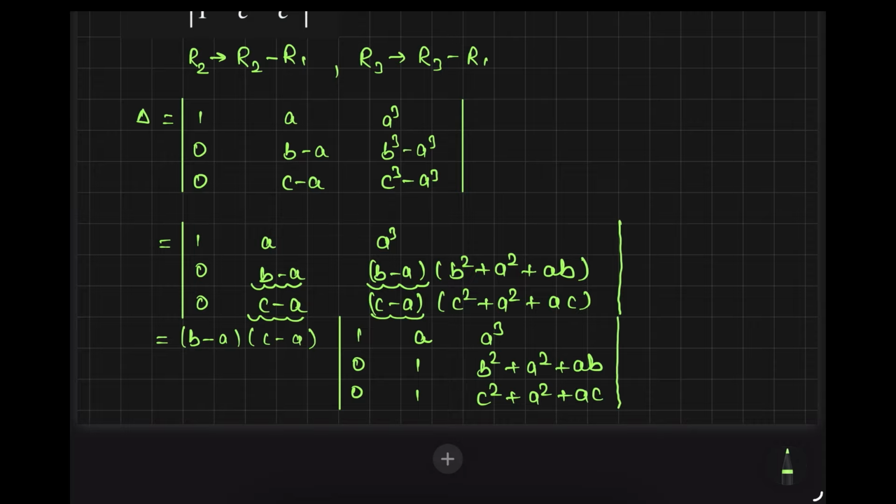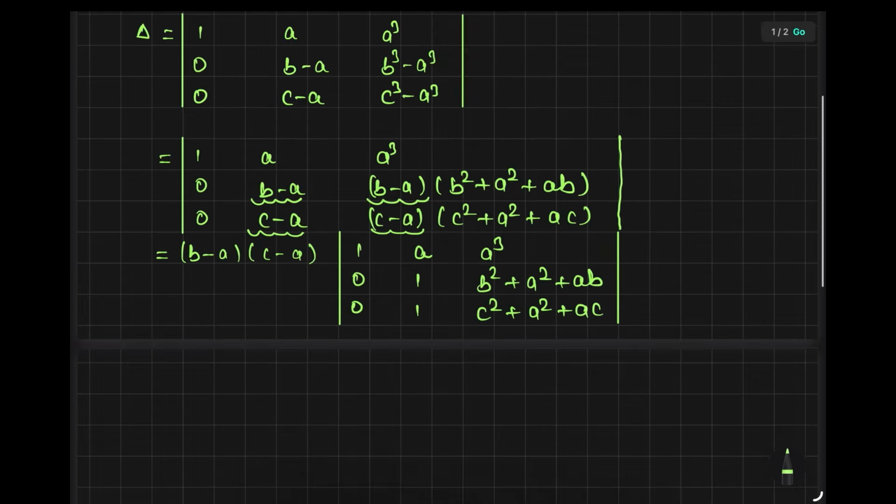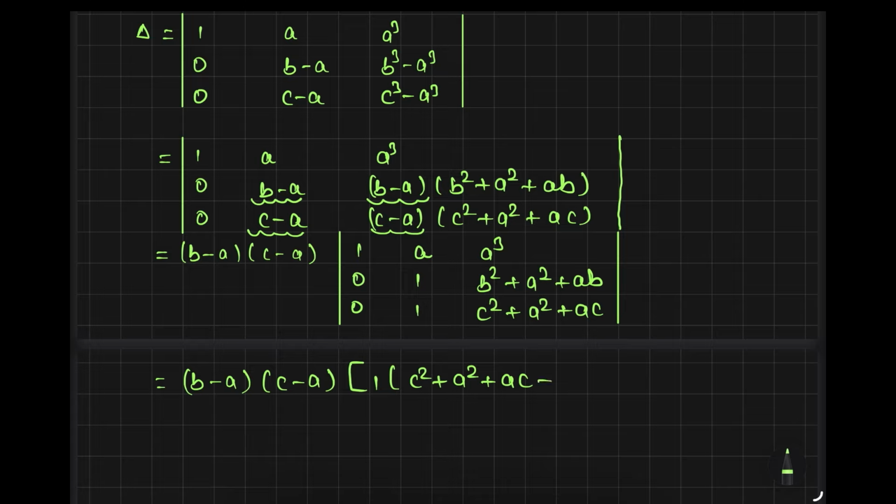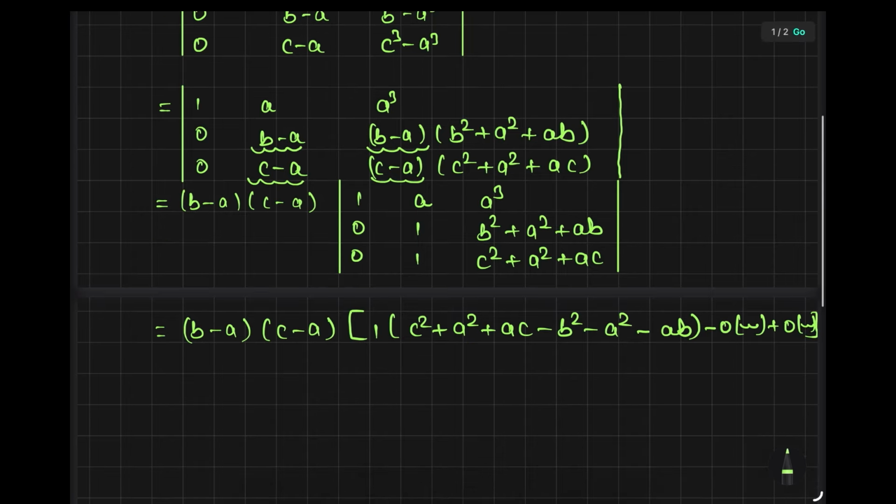Now we will open this determinant along this column because two elements are 0 now. So we have b minus a, c minus a, and then 1 times c square plus a square plus ac minus b square minus a square minus ab. Minus 0 times anything will be 0, plus 0 times anything will be 0. Now you have to simplify this thing.